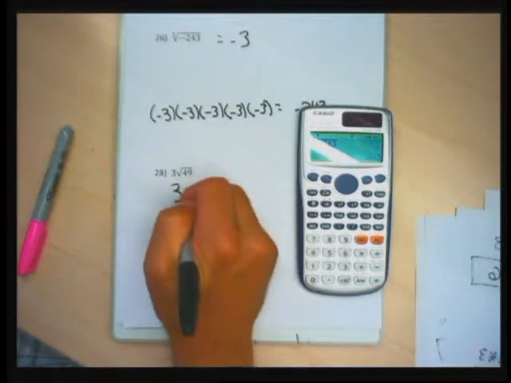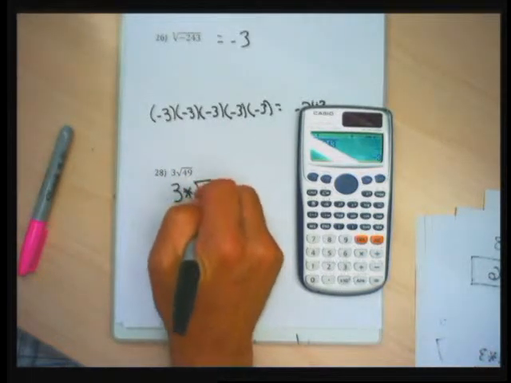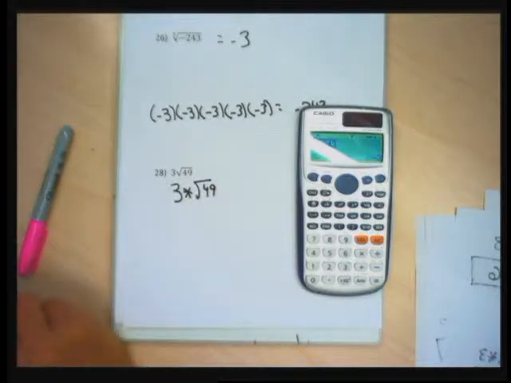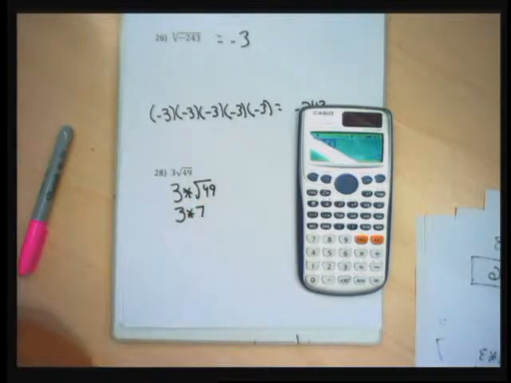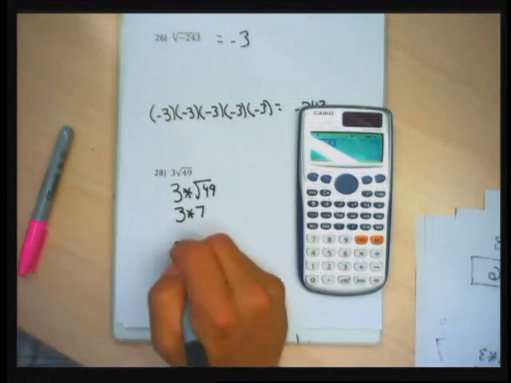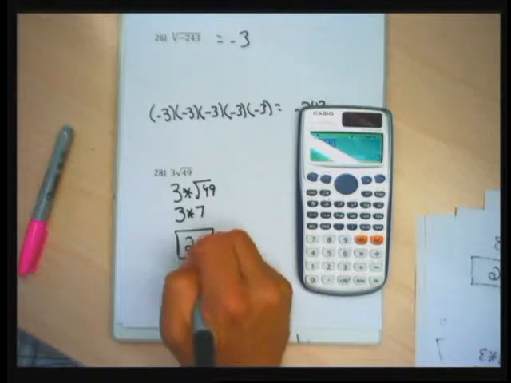Problem 28 wants me to find 3 times the square root of 49. There isn't a times symbol between, but it's implied. The square root of 49 asks me what number times itself twice is 49, which is 7. And the answer to this is going to be 21.